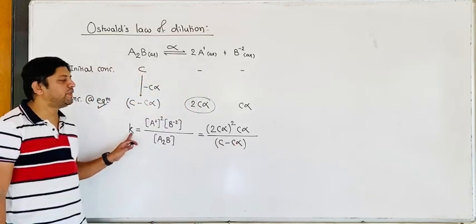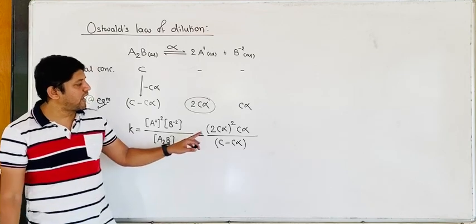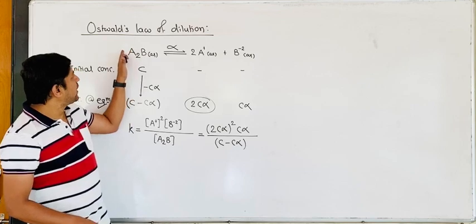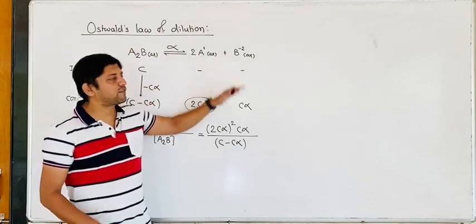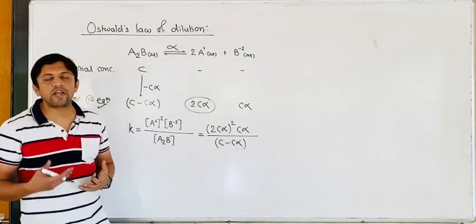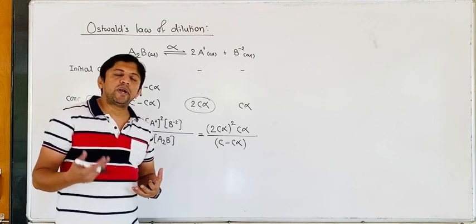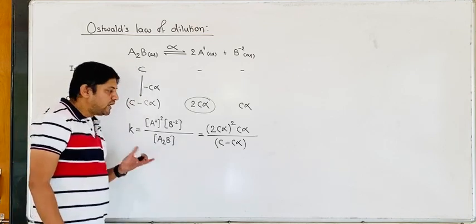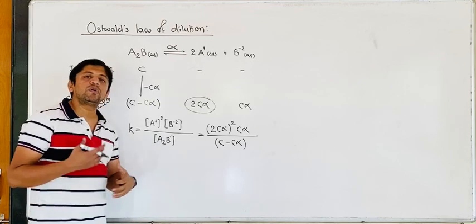So relationship between this equilibrium constant and degree of dissociation α depends on stoichiometry of the process or stoichiometry of the reaction. As stoichiometry undergoes change, this relation of K with α also changes.